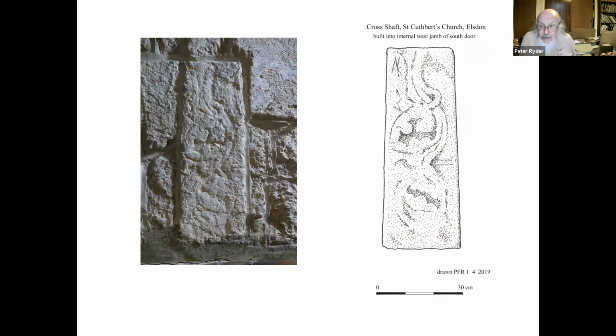Beautiful. Of course, the church is dedicated to St Cuthbert. And the tradition is that when the monks were carrying Cuthbert's body around Northumberland, after the Vikings drove them off Holy Island, they stayed here.